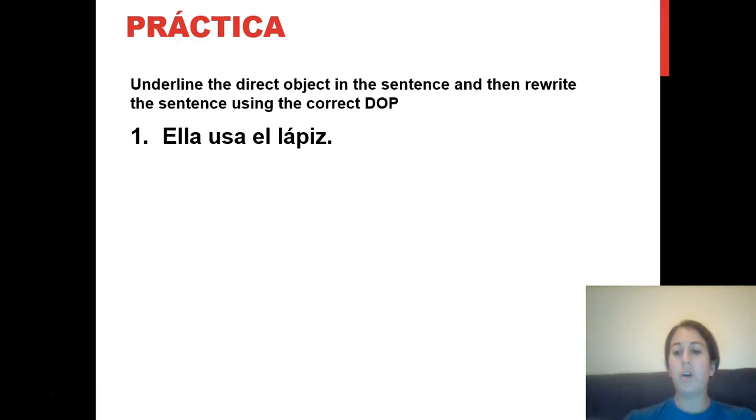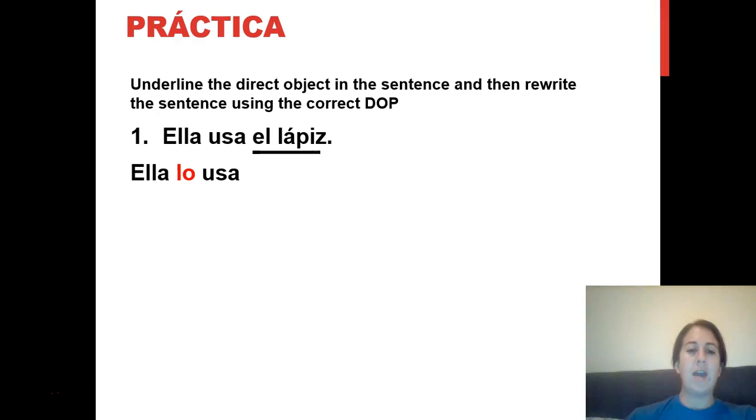Okay, so we'll just go through it together. So, ella usa el lápiz. What's our direct object? El lápiz. So, ella lo usa. We're replacing el lápiz, the pencil, with it, which is going to be lo.